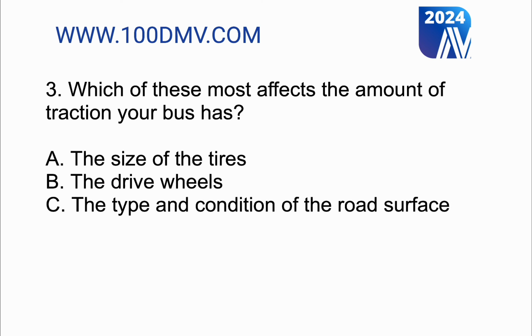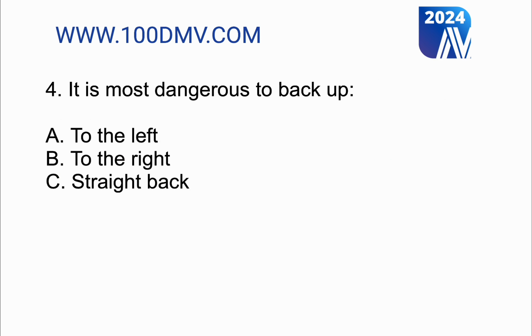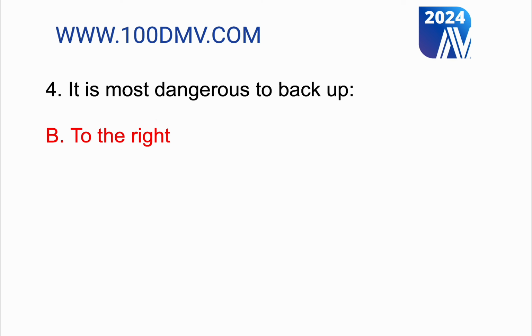3. Which of these most affects the amount of traction your bus has? A. The size of the tires. B. The drive wheels. C. The type and condition of the road surface. Correct answer. C. The type and condition of the road surface. 4. It is most dangerous to back up. A. To the left. B. To the right. C. Straight back. Correct answer. B. To the right.